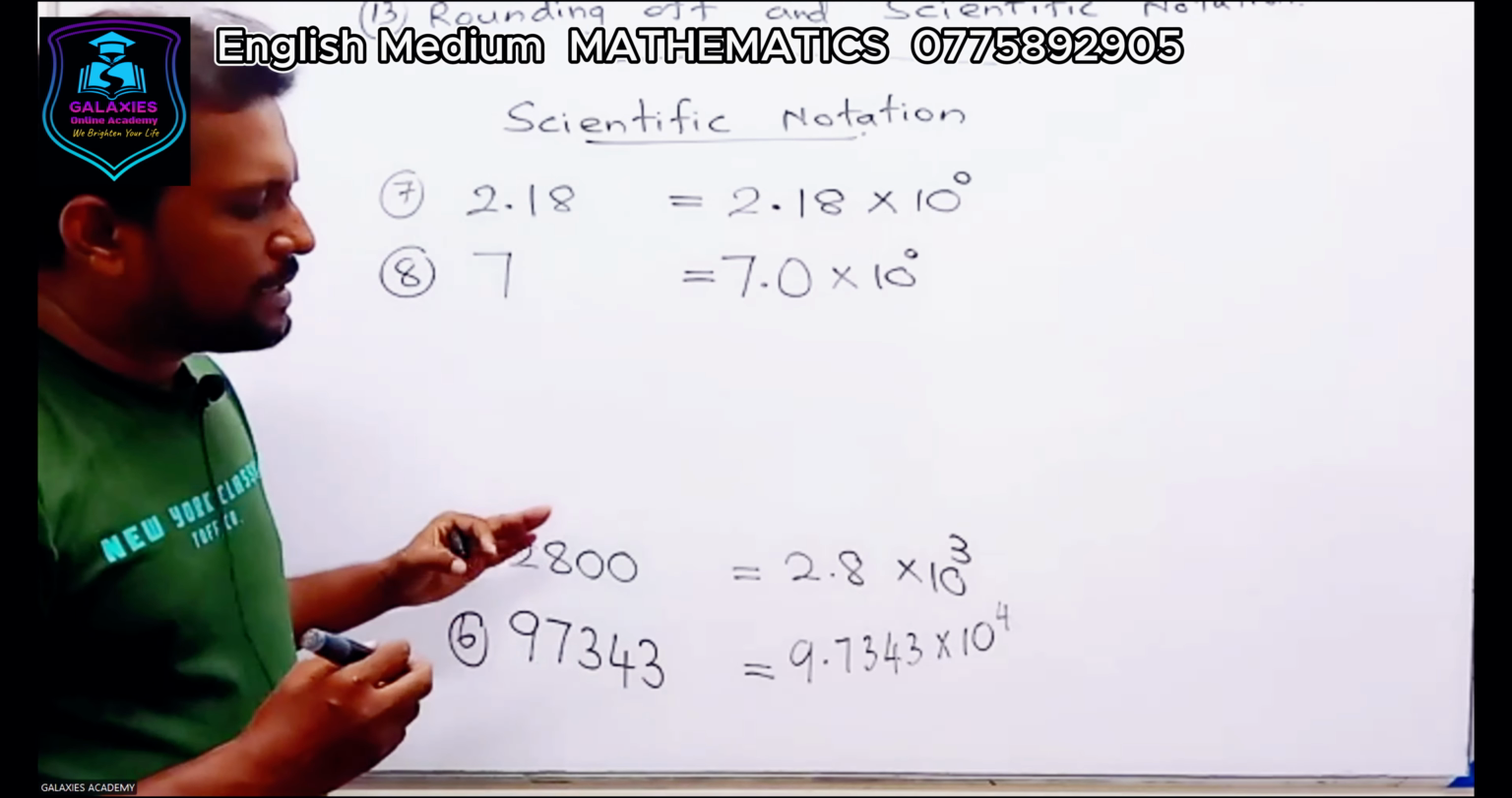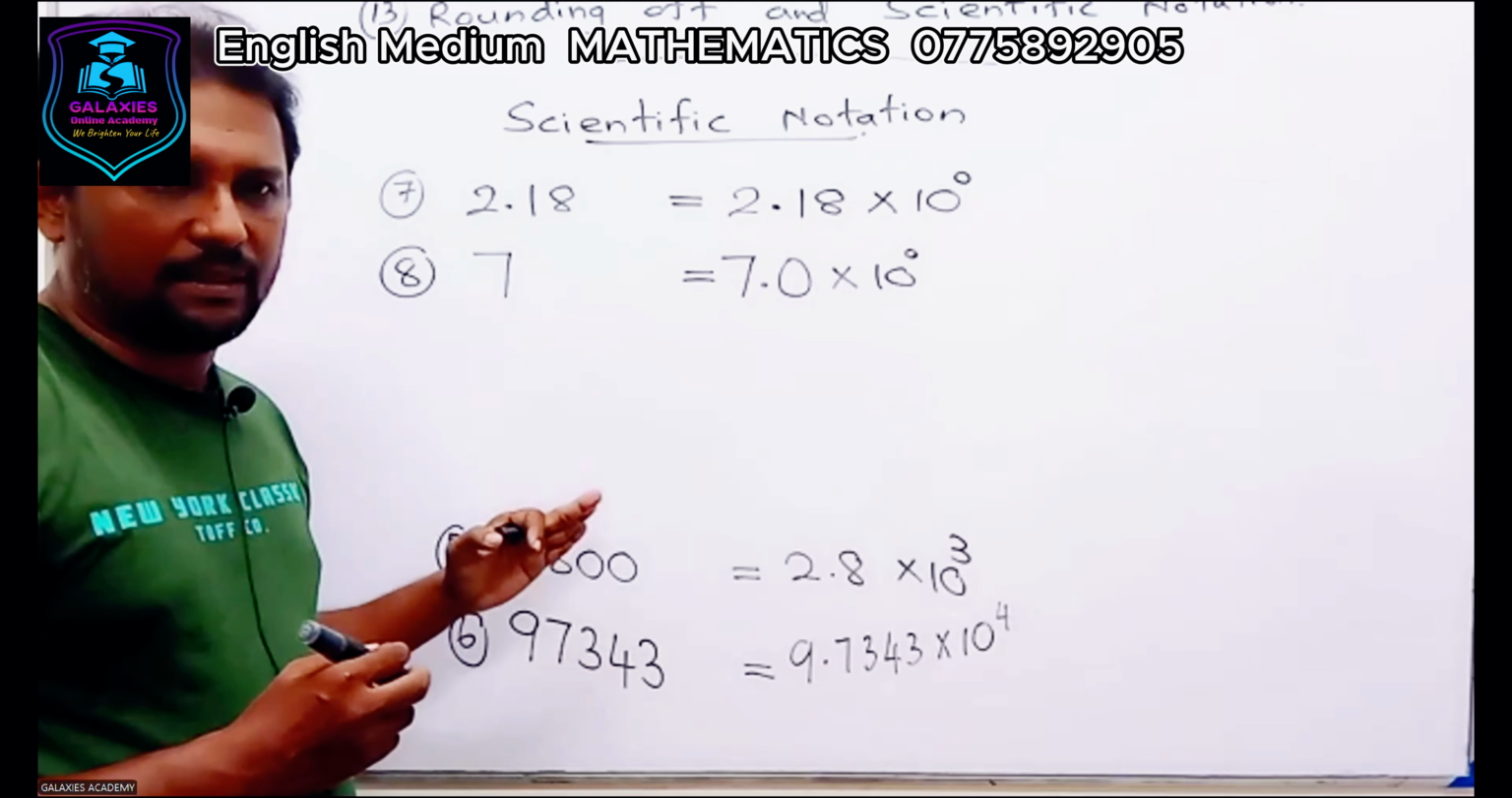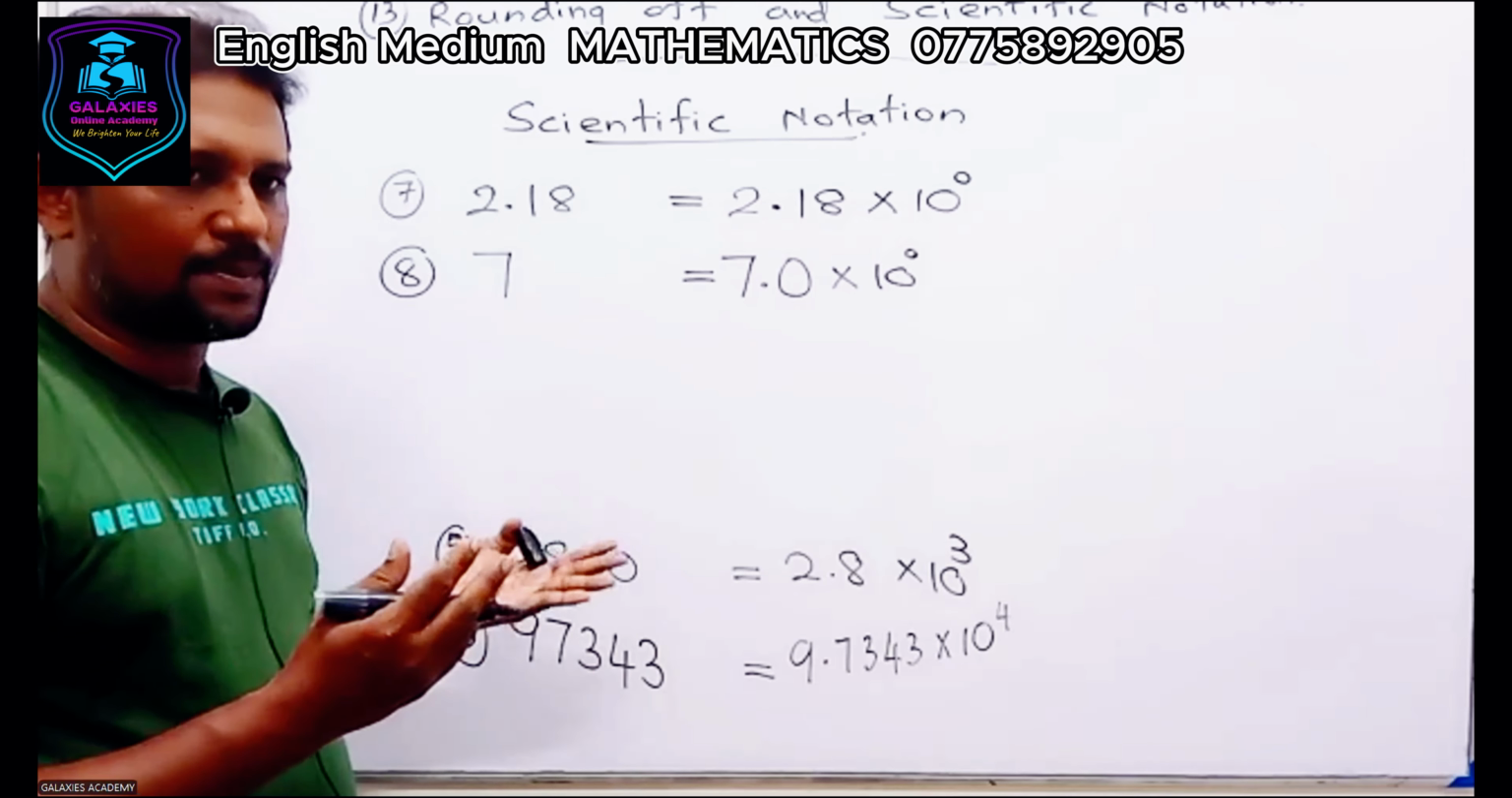Now can you understand this scientific notation writing method? Also the negative indices part we have to discuss.